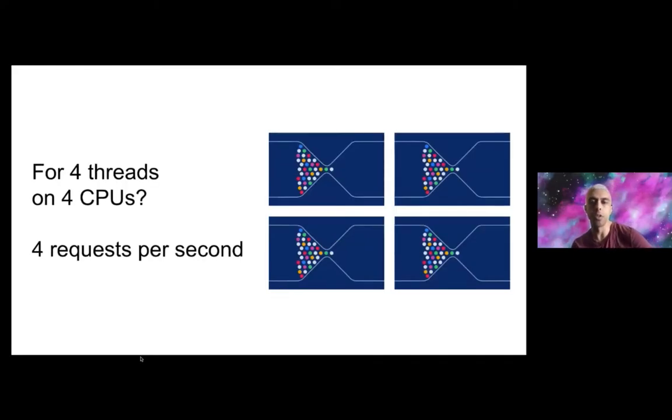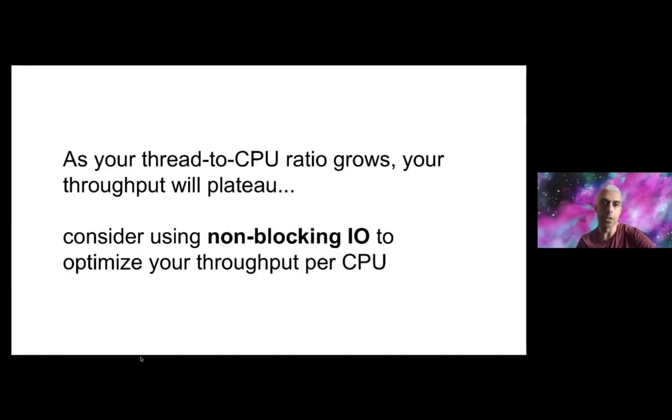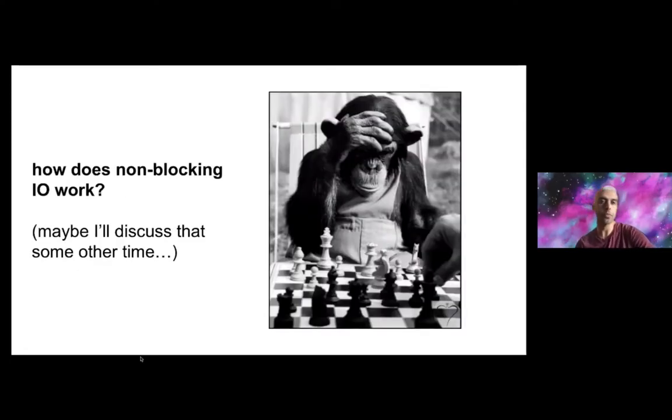If you scale up to, let's say, 4 threads and 4 CPUs, or maybe 4 processes on 4 CPUs, now you can do 4 requests per second. You can continue to increase your threads to try to optimize that, but it's kind of diminishing returns. At some point, by adding threads, your throughput is going to plateau, and at some point it's actually going to go down due to context switching. So one thing you could consider here is using non-blocking I/O as a way of optimizing your throughput per CPU.